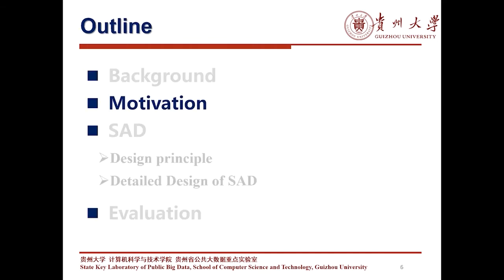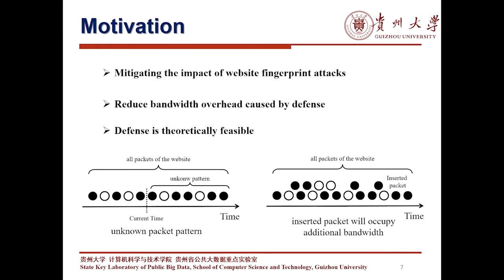Now, I will briefly describe our motivation. The website fingerprinting attack just mentioned is regarded as a classification problem. The attack uses deep learning to classify the captured data and obtain the corresponding website name. Our first priority is to mitigate the impact of website fingerprinting attacks.